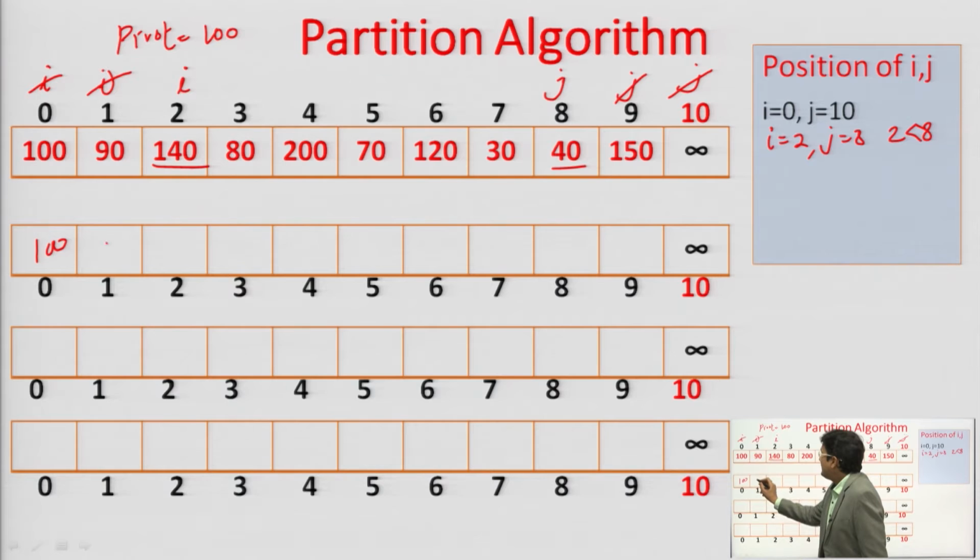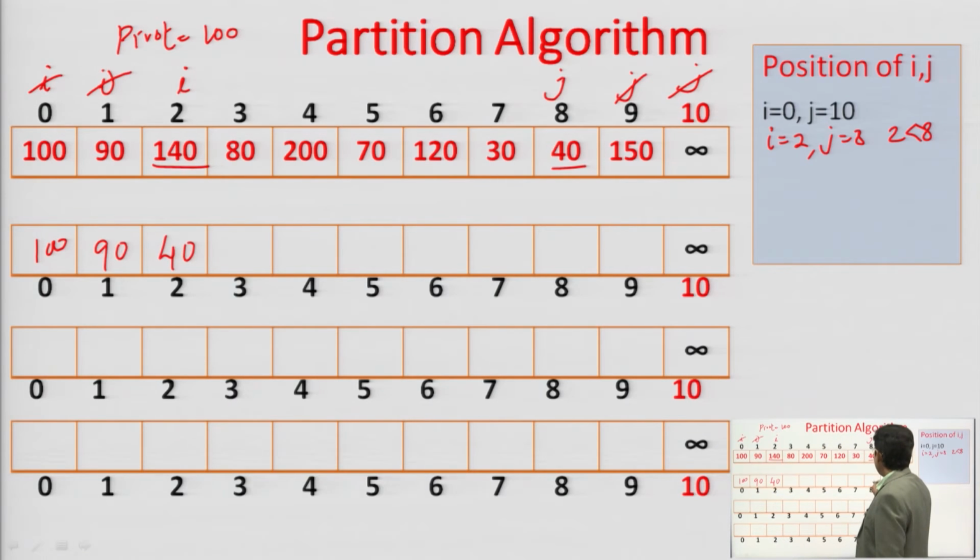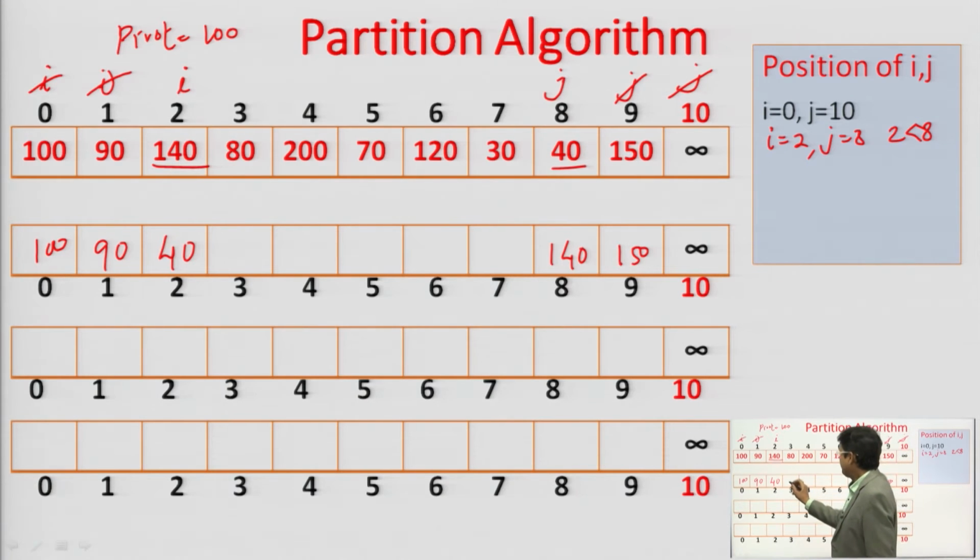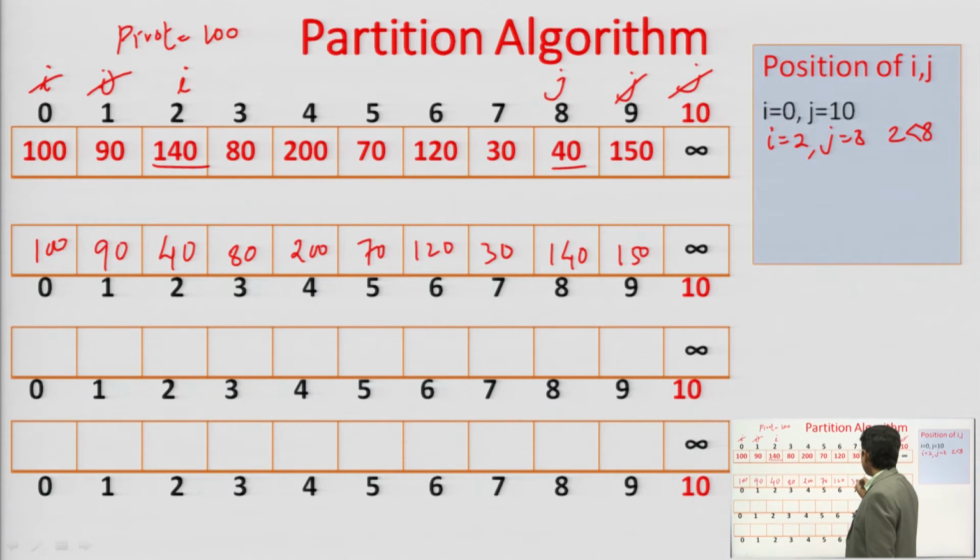So, let us write the elements again. Here comes 40, at the 8th index 140 will come, and the rest of the elements will remain the same in this array. Now, I is here and j is here. We repeat the same process. We are going to increment this I until we get a larger element. So, this is not larger, this element is larger. So, stop here. Now, decrement j until we get a smaller element than the pivot.